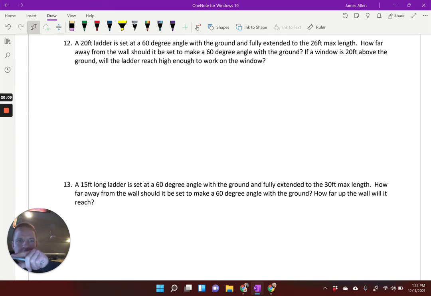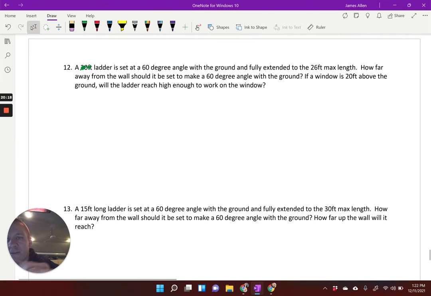Okay. A 20-foot ladder is set at a 60-degree angle with the ground and fully extended to the 26-foot max. Wait, yeah, that doesn't make sense. Let's change that to, let's say, a 26-foot ladder. I'm going to have to fix that. Okay. So how far away from the wall should it be to make a 60-degree angle with the ground? If a window is 20 feet above the ground, will the ladder reach high enough to work on the window?